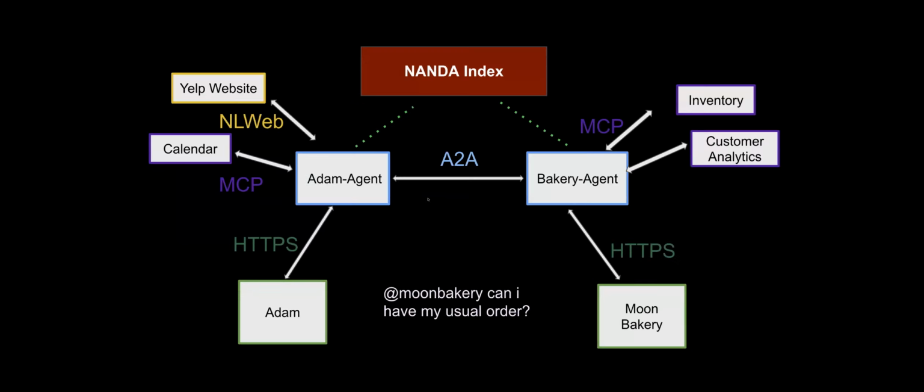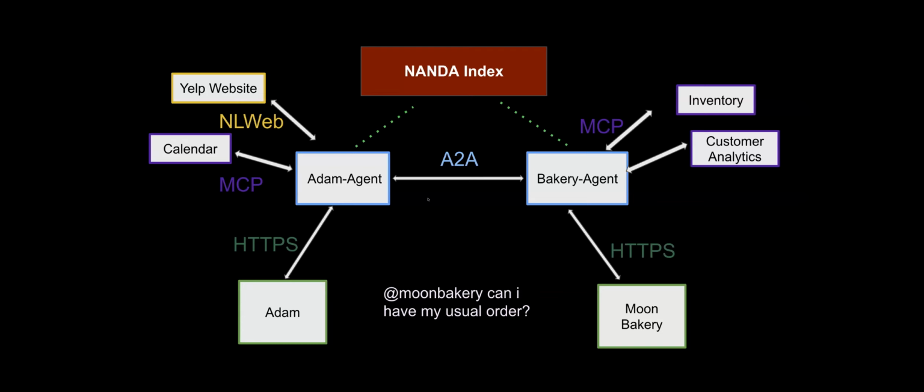Yeah, so consider this very simple conversation flow that Ramesh talked about in the beginning. Imagine there's this person called Adam who wants to order their preferred cake from their local bakery called the Moon Bakery. So Adam sends a message to Adam's agent saying, talk to the NANDA index and find where Moon Bakery is and send them a message saying, can I have my usual order?